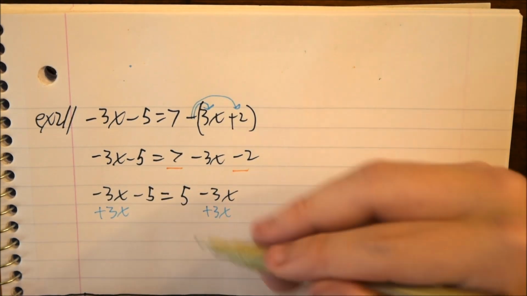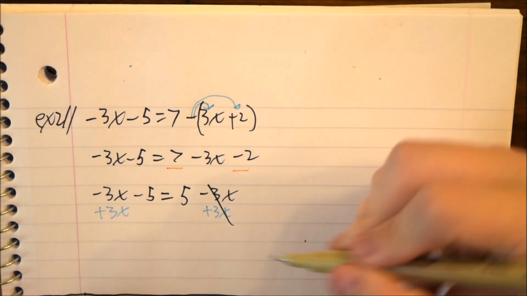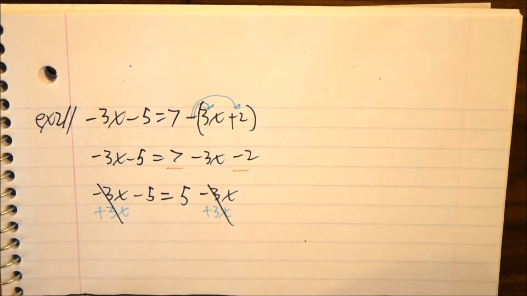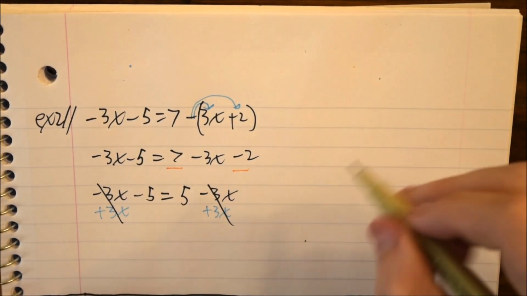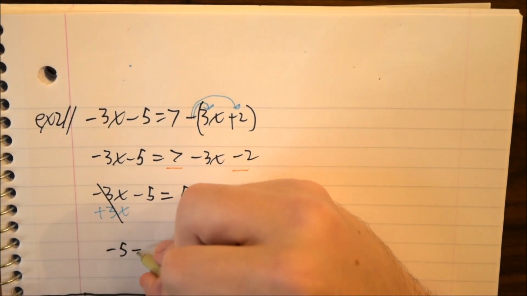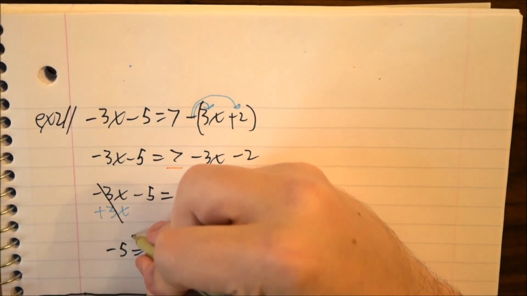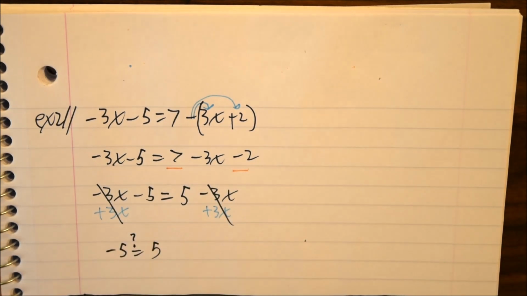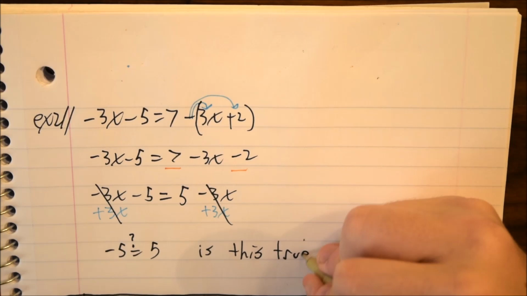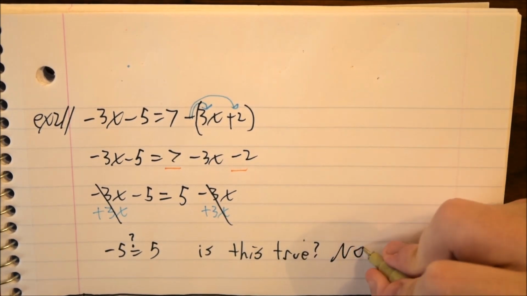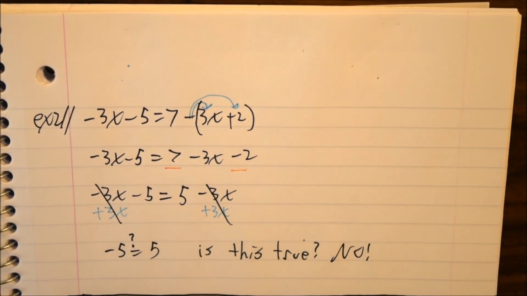Okay, so these cancel each other out, and then on this side they also cancel each other out, right? We see that negative 3x plus 3x is 0. And so what I'm left with is minus 5 equals 5. I'm going to put a question mark over that. What does that mean? I have minus 5 equals 5. Is that ever true? The answer is no. Negative 5 is never equal to positive 5.